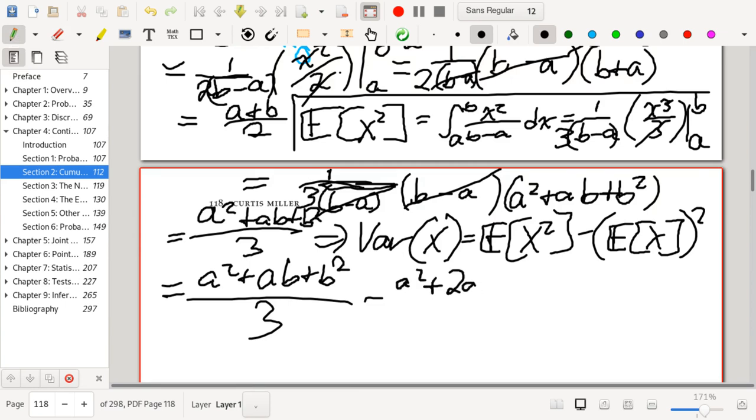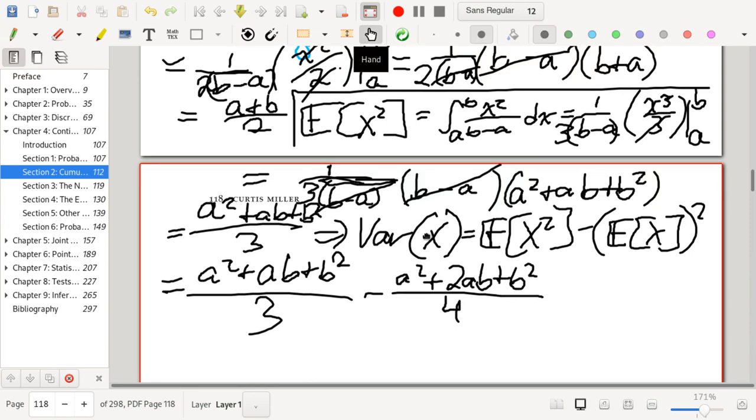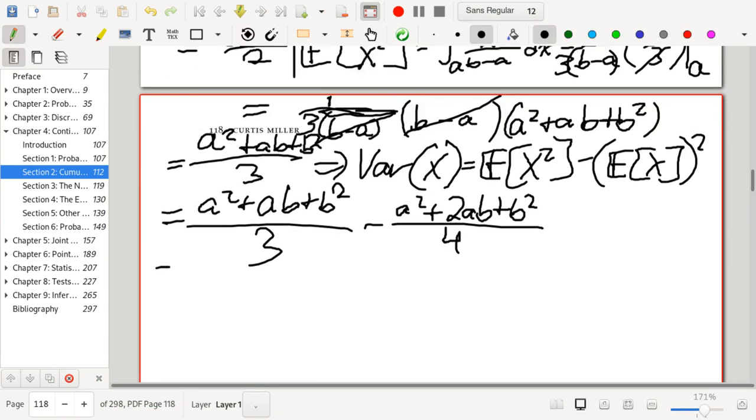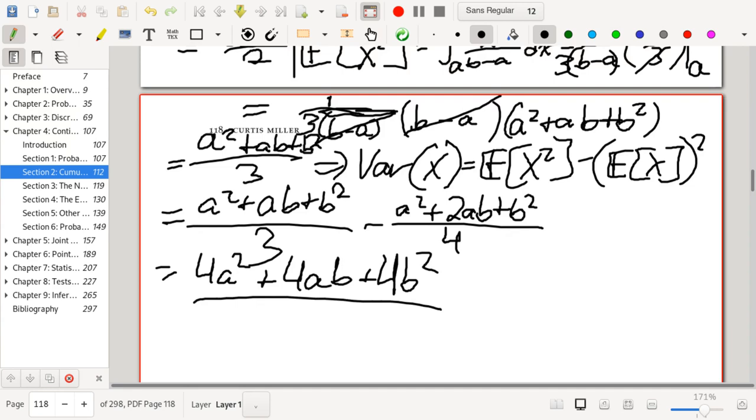And I want to combine these two fractions. The common denominator of them would be 12. So this will be 4a squared plus 4ab plus 4b squared, because I need to multiply the left-hand fraction by 4 in order to get to the common denominator of 12. And then we're going to have minus, we need to multiply the other fraction by 3, so we'll have 3a squared plus 6ab plus 3b squared over 12.